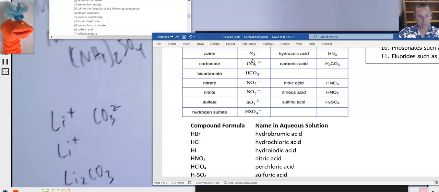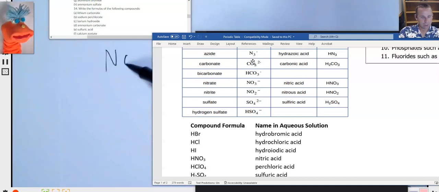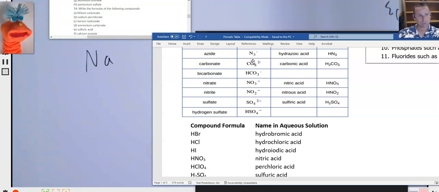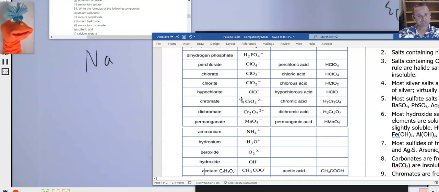Sodium perchlorate. All right. Na is sodium, and perchlorate is ClO4, is that right? Let's see if you're right. Yeah, I'm right, there it is. Very good. Perchlorate, ClO4. You didn't say the minus sign, though. Oh, you're right, I didn't. Is that minus sign important?